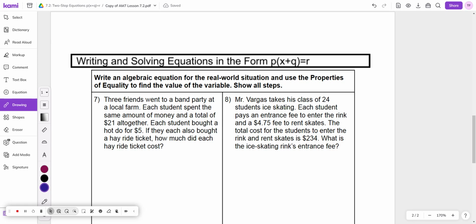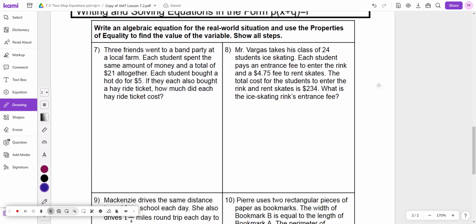Okay? All right, so look at number 7. Number 7, we have 3 friends went to a band party at a local farm. Each student spent the same amount of money and a total of $21 all together. Each student bought a hot dog. I know it says hot do, but it's hot dog for $5. If they each also bought a hayride ticket, how much did each hayride ticket cost?